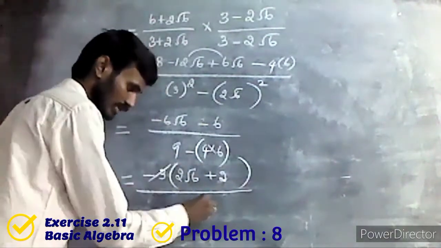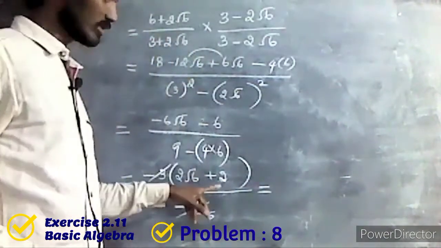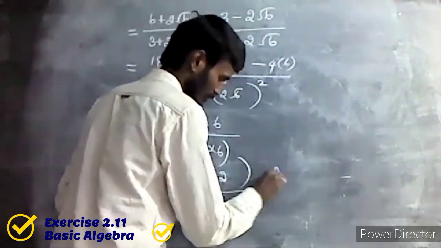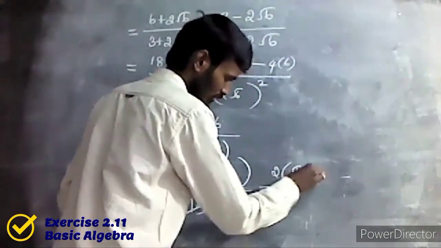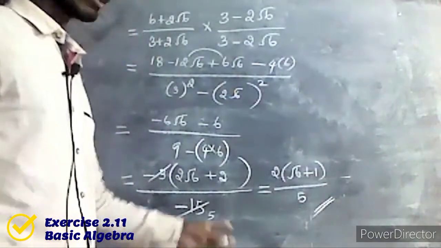So, 1 into minus 3, 5 into minus 3. So, the answer will be 2 root 6 plus 2. So, we can take 2 also common, and remaining root 6 plus 1 divided by 5. This is the answer for the last question.